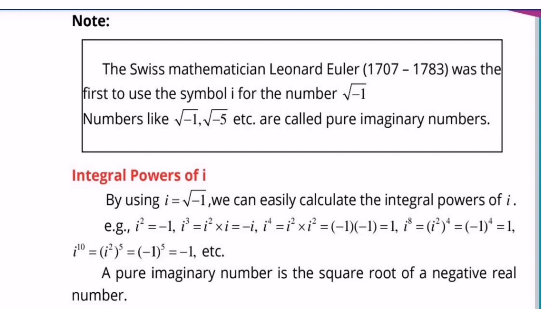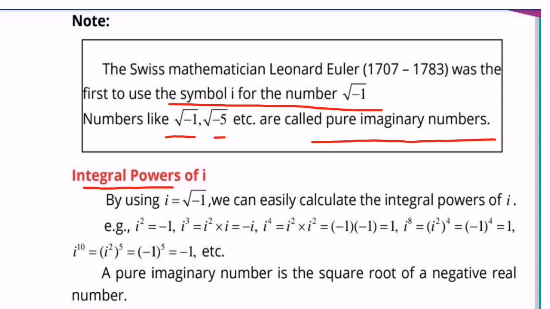The Swiss mathematician Euler was the first to use the symbol iota for square root of minus 1. Numbers like this are called purely imaginary numbers. Integral powers of iota: iota square is equal to minus 1. Iota cube can be written as iota square multiplied by iota, but iota square is equal to minus 1. Therefore, iota cube is equal to minus iota.